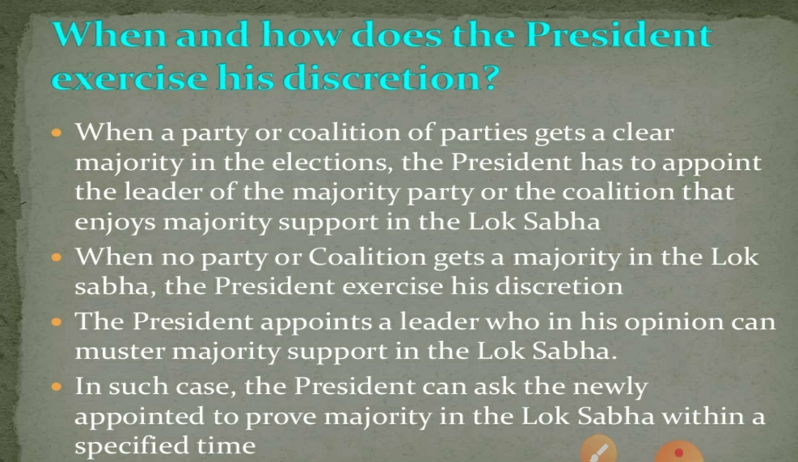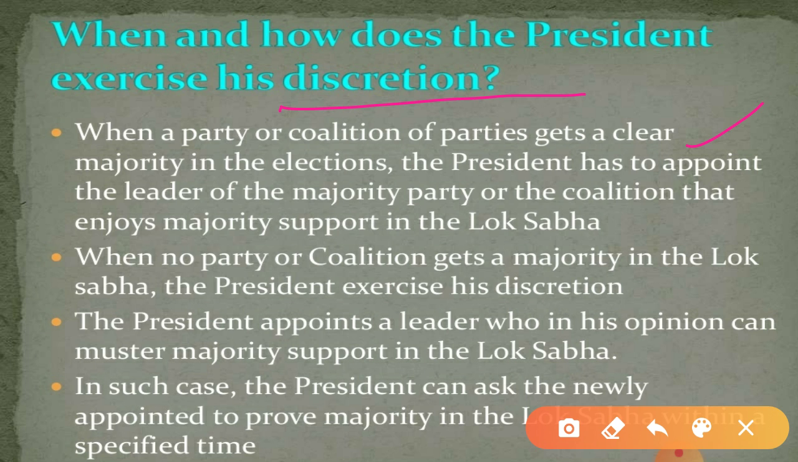Now the president exercises his discretion, meaning the president's power when he uses power. When a party or a coalition of parties gets a clear majority in the election, the president has to appoint the leader of the majority party or coalition that enjoys majority support in the Lok Sabha.